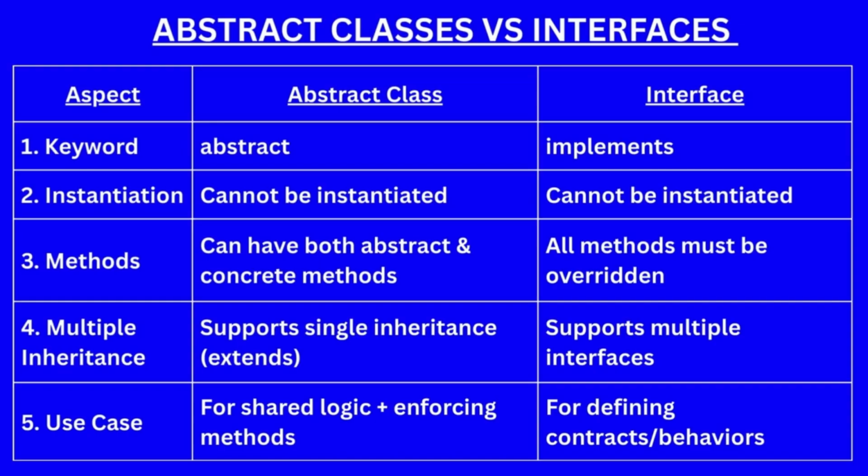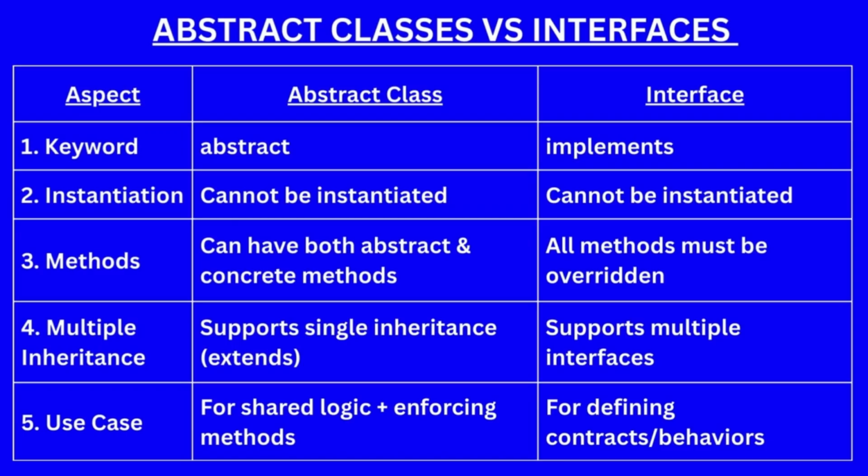Now, let's talk about methods. Abstract classes can have both abstract methods, which don't have a body, and concrete methods, which are fully implemented. On the other hand, interfaces can only contain method declarations, meaning all methods must be overridden in the implementing class.